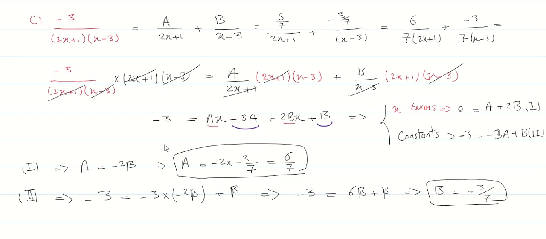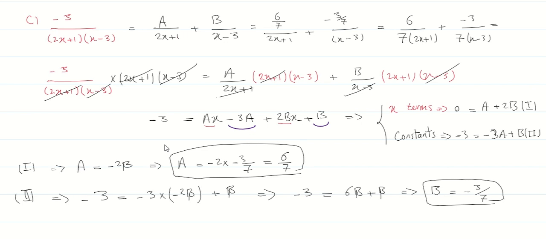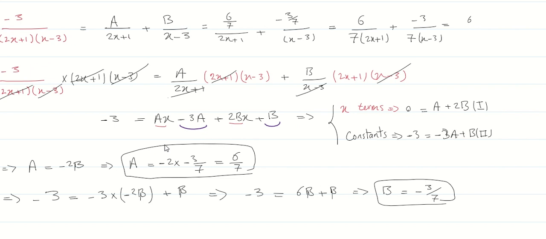And now you can just expand the brackets on the bottom and the top as well. So you can say that this would be equal to 6 over 7 times 2x, which would be equal to 14x plus 7. And the bottom, we have minus 3 over 7 times x, 7x, minus 3 would be equal to minus 21.